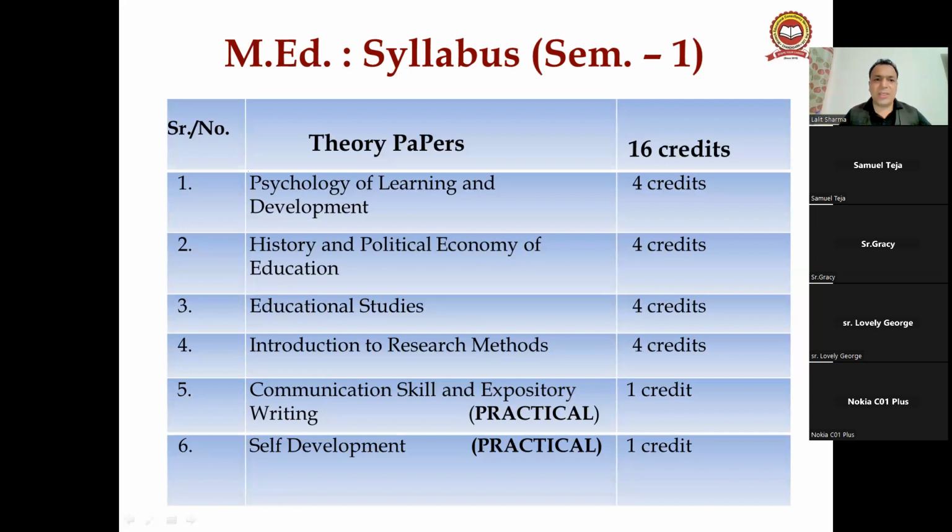The first paper is Psychology of Learning and Development. The second is History and Political Economy of Education. Third is Educational Studies. And fourth is Introduction to Research Methods. Fifth and sixth are practicals, in which you have to make a file and be available for the Viva, right? So guys, we talk about these 4 papers: Psychology of Learning and Development, History and Political Economy of Education, Educational Studies, and Introduction to Research Methods.